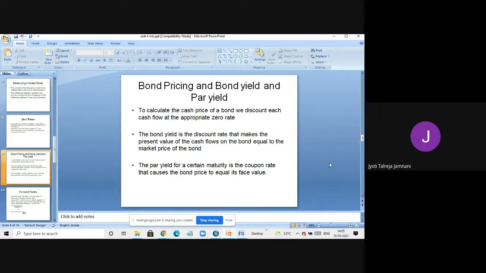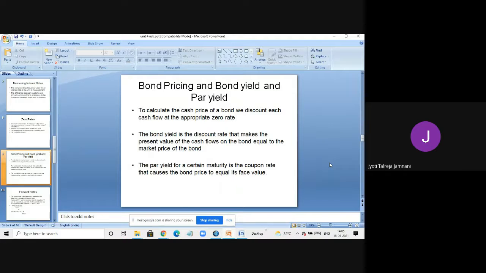Now bond pricing, bond yield and par yield. For all the three I have solved sums, so now we'll understand them. To calculate the cash price of a bond, we discount each cash flow at the appropriate zero rate. So this is nothing but the market value of the bond, which was equal to the present value of cash flows. So you saw every time I had to find the bond price, I had to do the present value of cash flow, and each cash flow was discounted at a particular rate. So there was a different rate for 6 months, for 1 year, for 1.5 years, for 2 years. So we had different zero rates that we used to find the present value of cash flows, and that became the price of the bond or the market value of the bond.